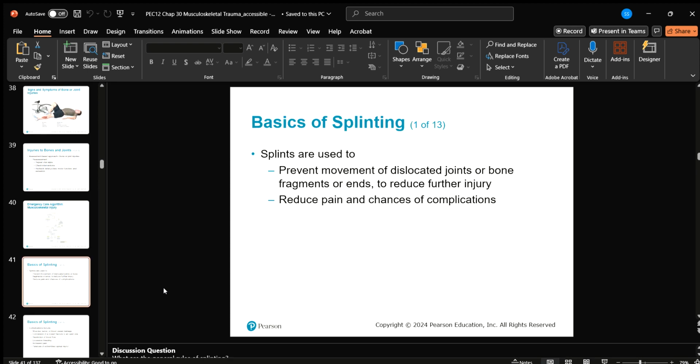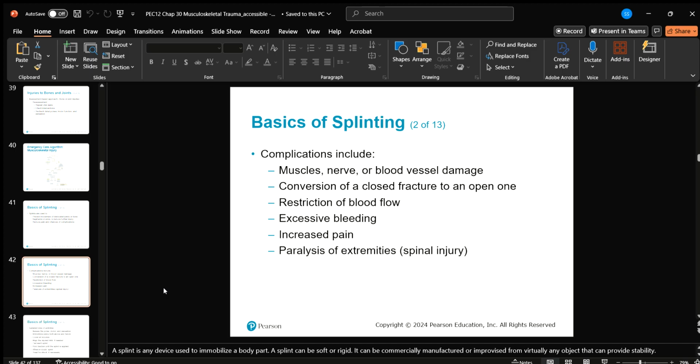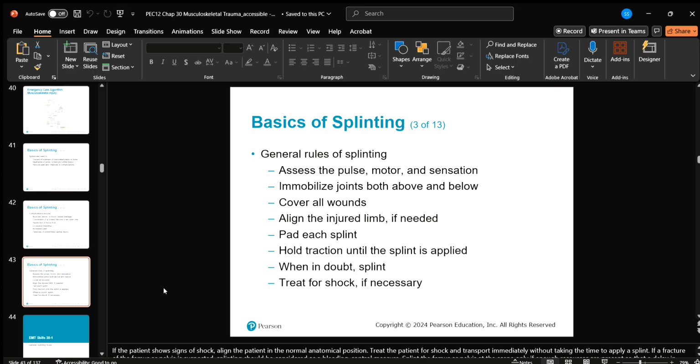Just talking about splinting, we use this to prevent movement of dislocated joints or possibly fractures, to reduce further injury and to reduce complications. We don't want to see them go from having a pulse to no longer having a pulse, so splinting assists with that a lot. Here are some complications that can occur from fractures: restriction of blood flow, excessive bleeding, and increased pain. This is why we want to splint someone.